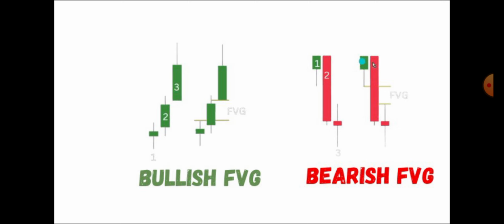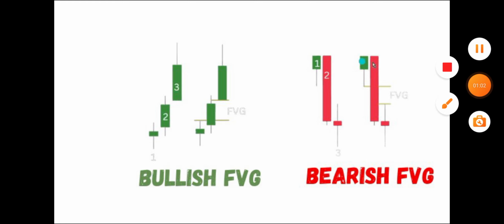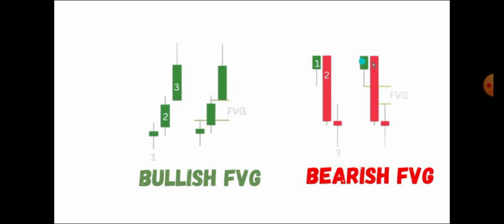On my screen here, there are four examples of fair value gap. Before I explain, fair value gap is divided into two. We have the bullish fair value gap, which represents the buy, and we have the bearish fair value gap, which represents the sell.